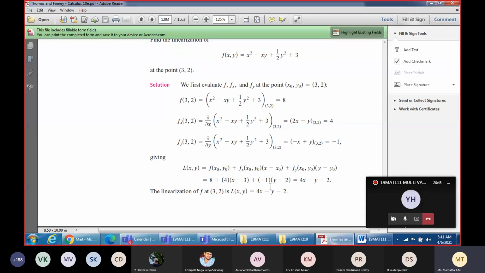So you need to remember this formula: L of x comma y is equal to f of x naught y naught plus fx, that is dou f by dou x at the point, into x minus x naught, plus dou f by dou y at the point x naught y naught into y minus y naught. Okay.